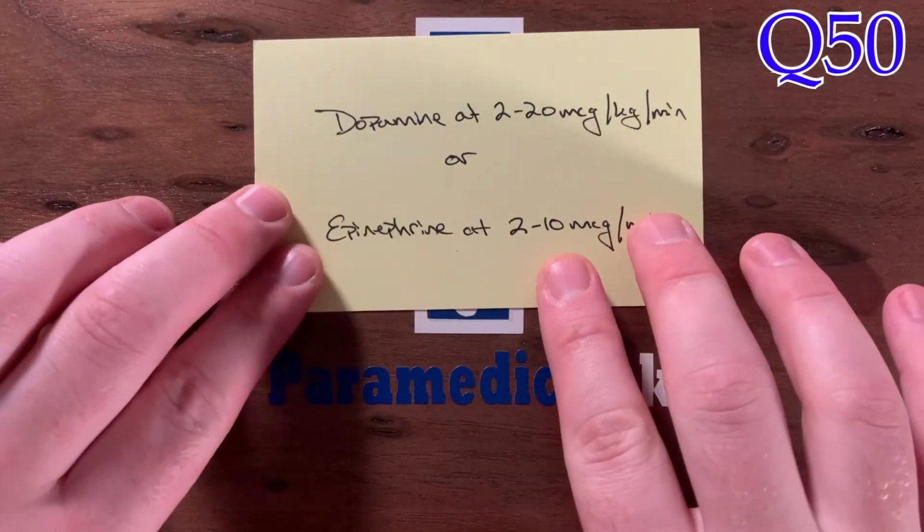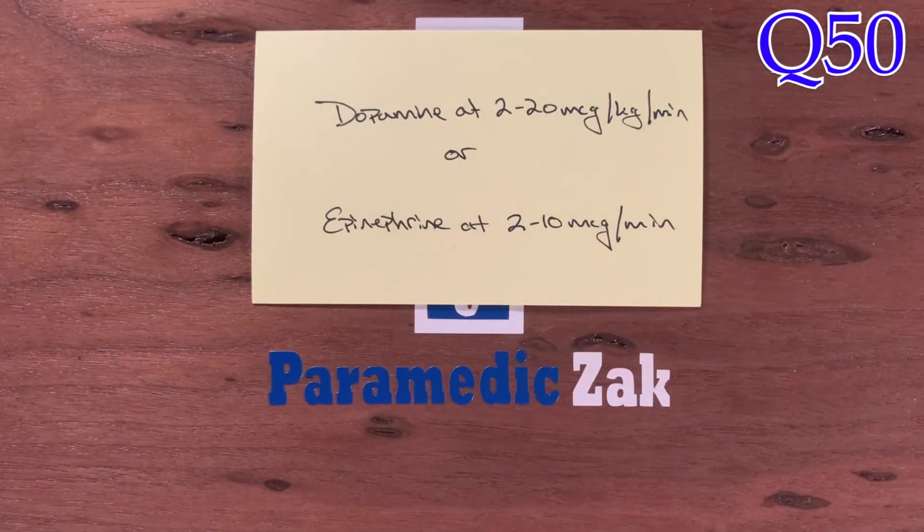So of course, if your bradycardic patient is presenting poorly enough, you're going to move right on to transcutaneous pacing. However, if TCP doesn't improve your patient's condition and your patient is hypotensive, you can try a pressor. A pressor is going to increase the patient's blood pressure. One you might consider is dopamine at a dose of 2 to 20 micrograms per kilogram per minute. Alternatively, you can try epinephrine at a dose of 2 to 10 micrograms per minute.